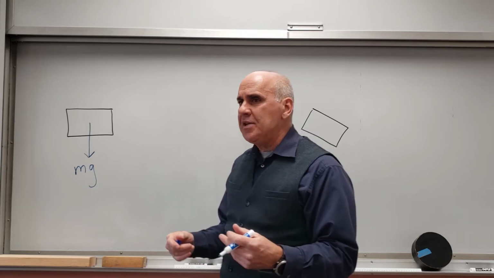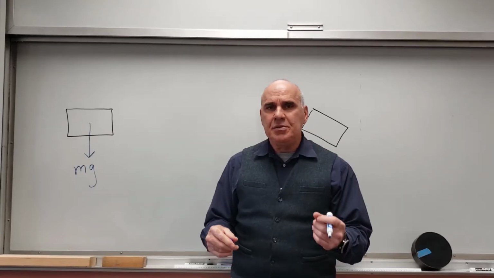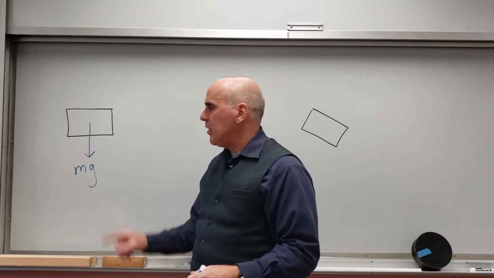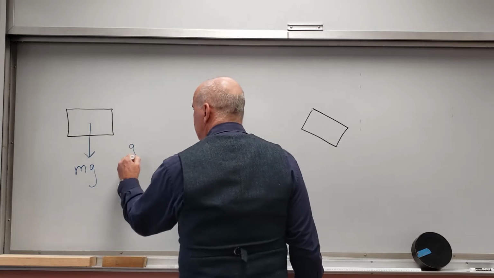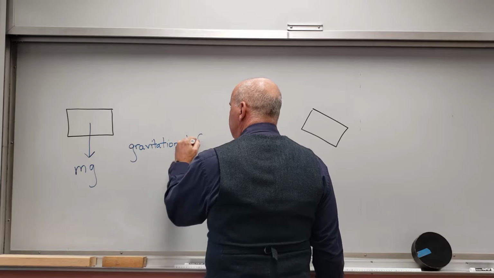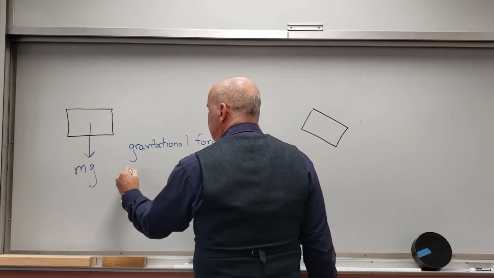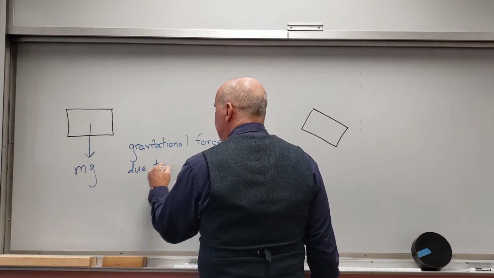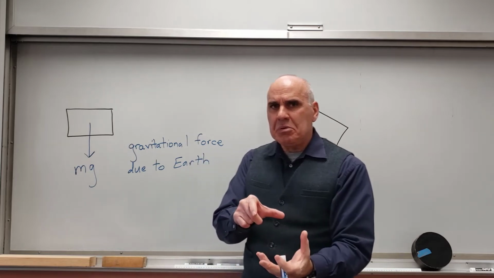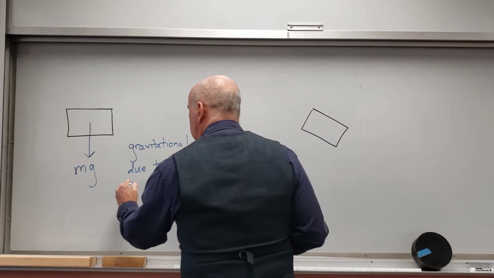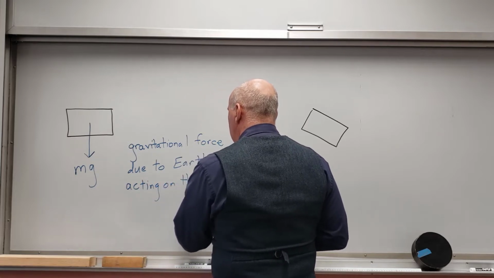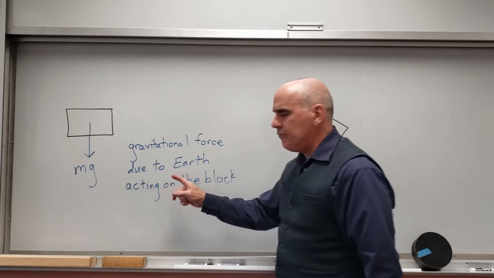The other thing that's new that you're not going to see in your textbook is I'm going to do what I call define the forces. What kind of a force is it and what's causing it? So in this case, it's a gravitational force. And so I'm just going to say gravitational force. And that's due to the earth. Right? It's the gravitational attraction between the earth and the block that's at play here. And it's acting on the block. And that's what I call a definition for the force.